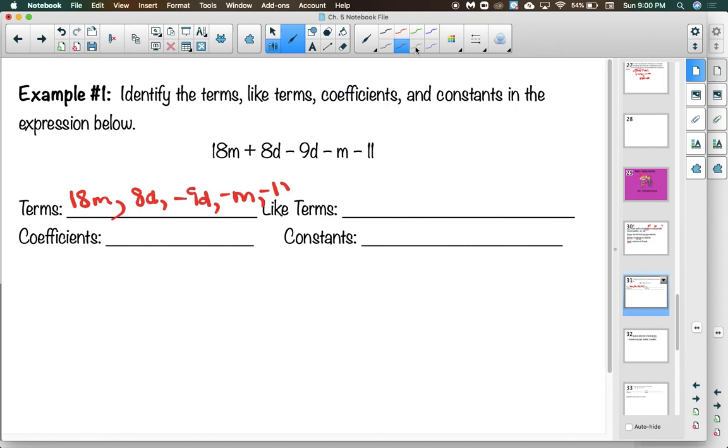Okay, so like terms, remember we talked about like terms, they have the same exact variables. So my like terms are, we'll start here, 18m and negative m. I have another set of like terms, change colors for them. I've got 8d and negative 9d.